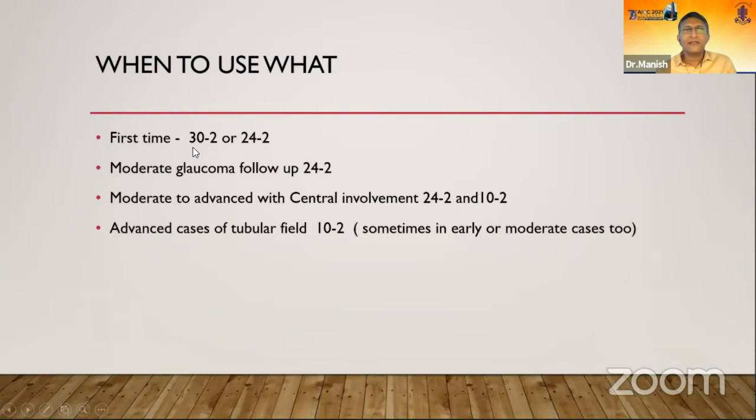Usually for first timers, when you are suspecting glaucoma, 30-2 or a 24-2 are generally done. But once the patient has moderate glaucoma, follow-ups are usually done on 24-2. And if it is moderate and advanced and you see involvement in the center, then additionally 10-2 is done. In advanced cases where most of the 24-2 areas are already showing an absolute scotoma, you do a 10-2 because there more valuable information is to be had.